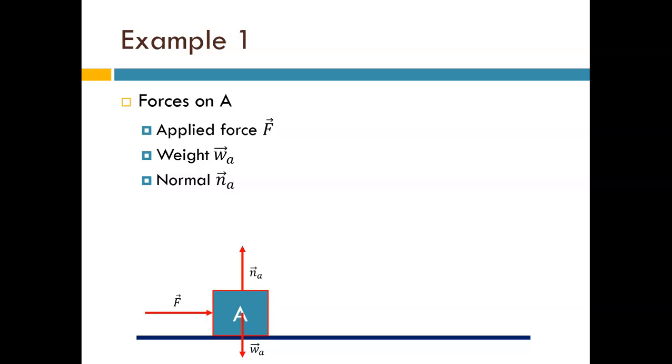What else is interacting with A? B. B is interacting with A. Is B in contact with A? What's the direction of the force that B is exerting on A? To the left or to the right? To the left. So therefore, we're going to have a contact force from B, which is pushing to the left.